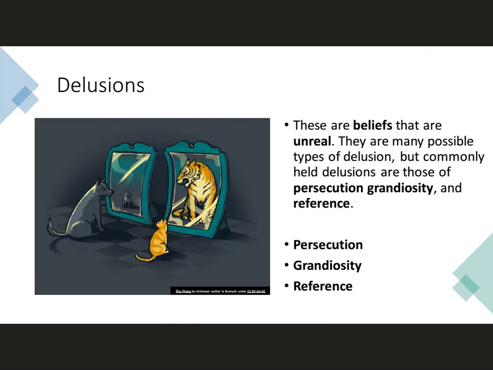And we then have delusions. These are beliefs that are unreal. There are many types of delusions, but commonly held delusions are those of persecution, grandiosity, and reference. Persecution, first of all, is based on the idea that a group or an organisation want to harm the person. For example, believing that a government organisation such as MI5 are actually following you and they're after you because you are a threat to national security.